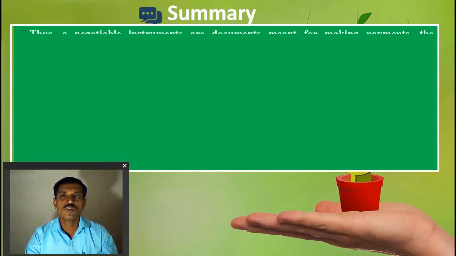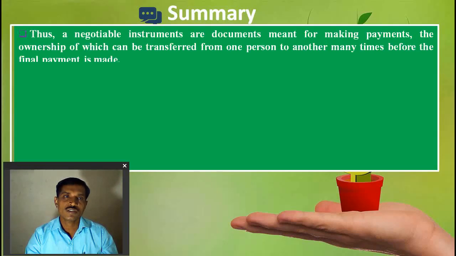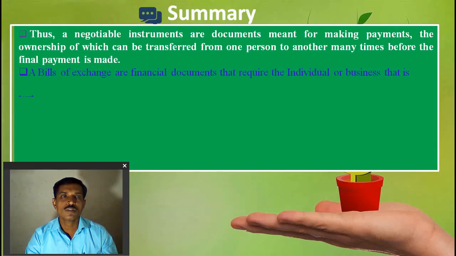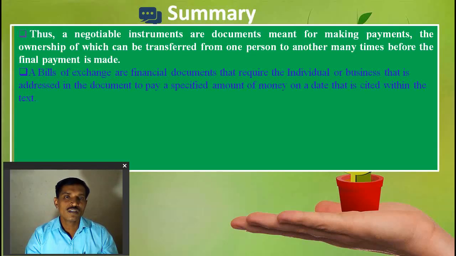So, the summary of what we learned from this lecture: a negotiable instrument is a document meant for making a payment, the ownership of which can be transferred from one person to another many times before the final payment. Bills of exchange are financial documents that require the individual or business addressed in the document to pay a specific amount of money on a debt cited within the text.